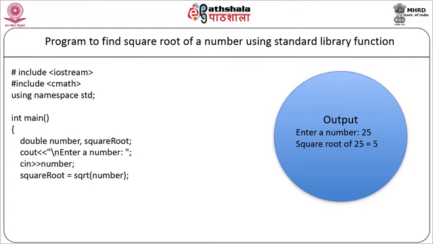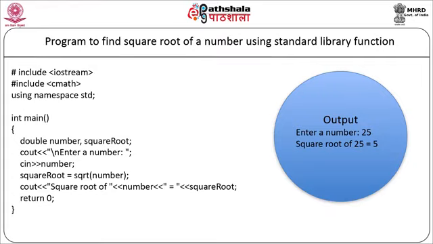Here we just have to know the syntax to use that particular standard library function. Now we will display the result on the screen as cout square root of number is equal to square root, return 0, and our main program will end. Now when the above code is compiled and executed, it will produce the result as enter the number. Suppose the number entered by the user is 25, then it will display the output as square root of 25 is equal to 5.